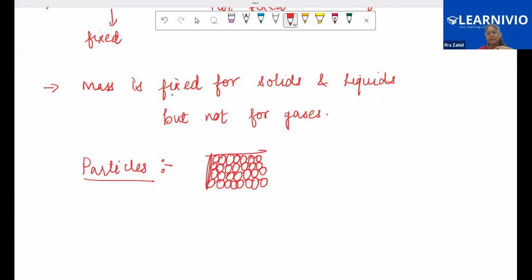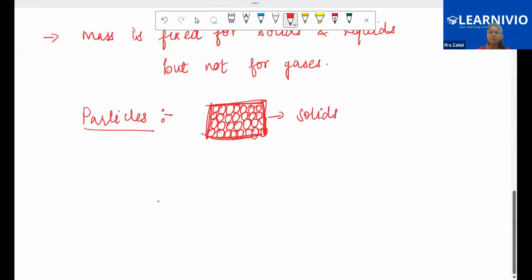They are very tightly packed in this definite shape. That is why we say that solids have a fixed shape, a definite shape. Now, if you talk about liquids, can you tell me what is the difference in arrangement of particles? The particles have a significant gap between them. They are not very closely packed like solids, right?